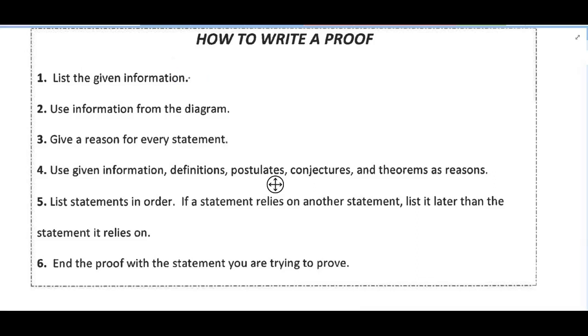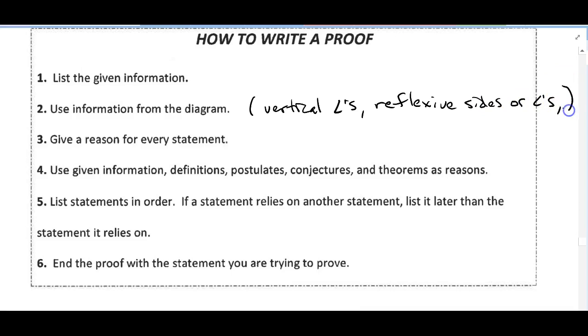All right. Next, you're going to use information from the diagram. So there are certain things that we can assume when we look at a diagram, for example, vertical angles, reflexive sides, or angles for that matter. Okay, so these are just two examples of things that we can use diagrams for.